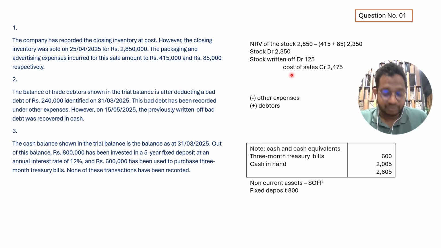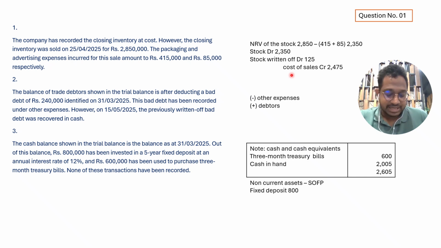But from this adjustment, nothing changes in the cost of sales, because you have to find cost of sales based on the cost of the inventory, not the NRV value. Whether the NRV is higher or lower, that doesn't matter. Always, when you're finding the cost of sales, you have to measure your closing stock at cost, right? So nothing changes for cost of sales.